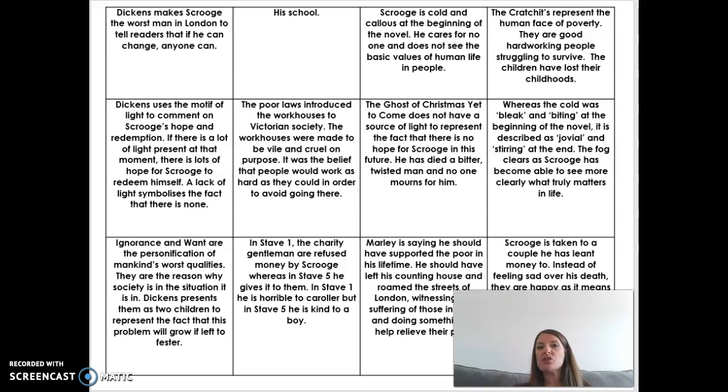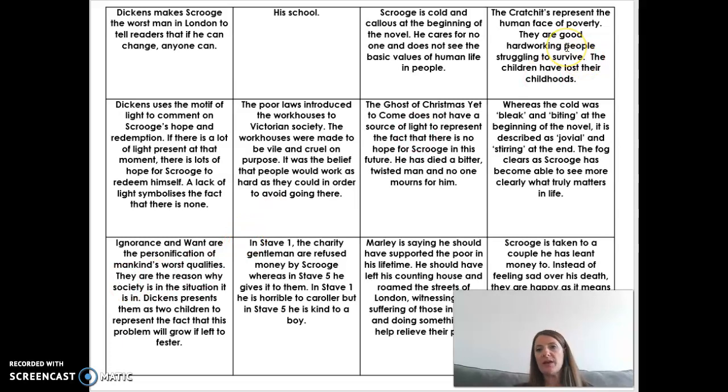Question 3 then. Again, it's kind of a plot one. How does Scrooge change across the novel? Fairly straightforward. We've obviously talked about it a little bit. At the beginning, he's cold, he's callous, he's greedy, he cares for no one. He sees family as a burden and an expense rather than something that brings value to life. By the end, he realises that all human life has value. Rich or poor, human life should be sacred.